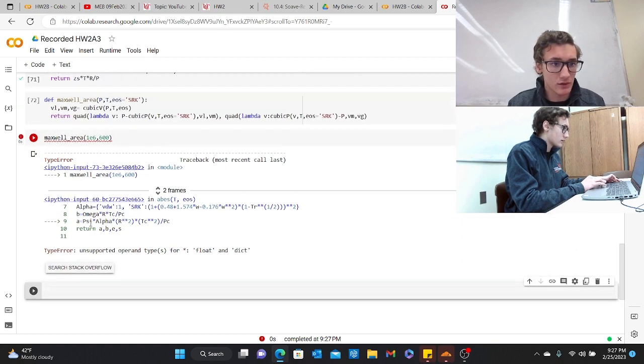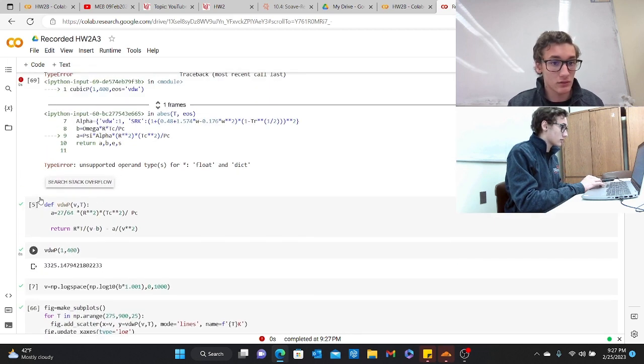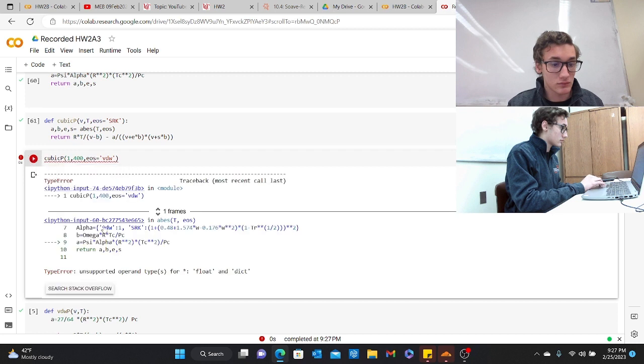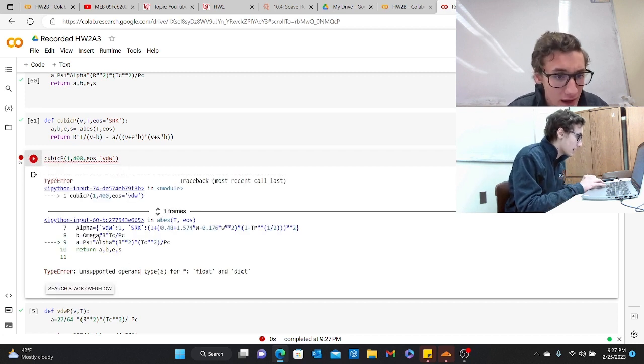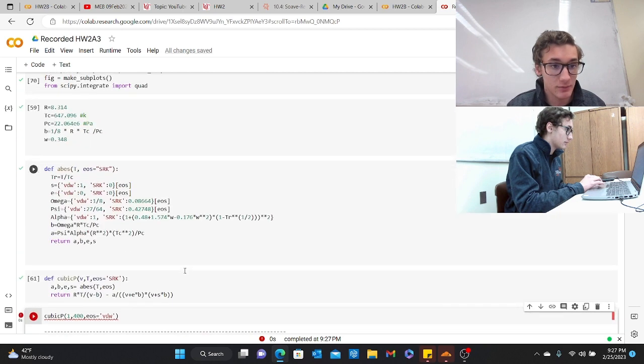Okay. That's actually a good sign. Maybe this is going to work. Oh, wow. Everything is working. But now we're having issues all the way up here. It says unsupported operator types for this multiplication sign up here.